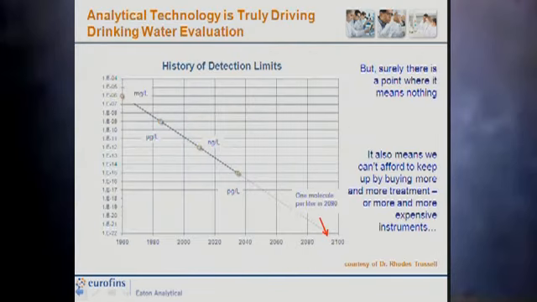So when we start wrapping it up here, analytical technology truly is driving drinking water evaluation. Back in the 60s and 70s, when I started in this business, we were looking at ppm. By the mid-80s, we were looking routinely at ppb. We're now at the ppt, getting towards parts per quadrillion. And sometime after I'm dead, we'll be able to routinely measure 1 molecule per liter. But, you know, what does that mean?